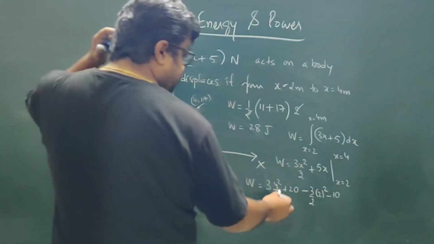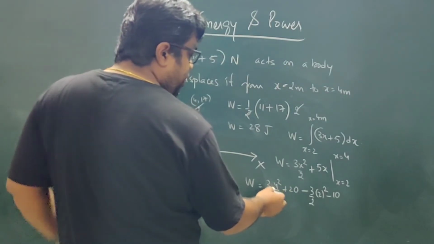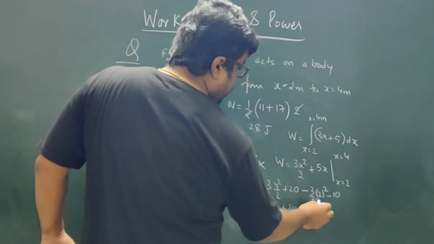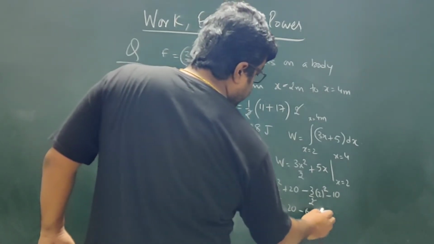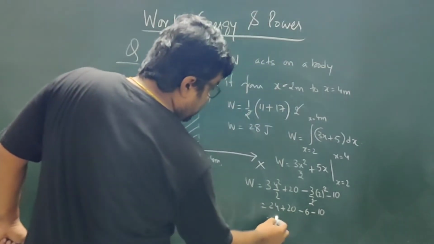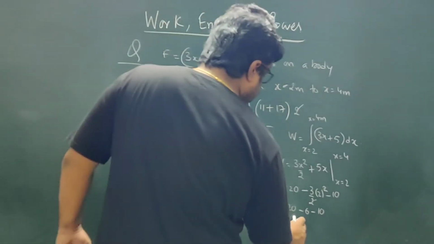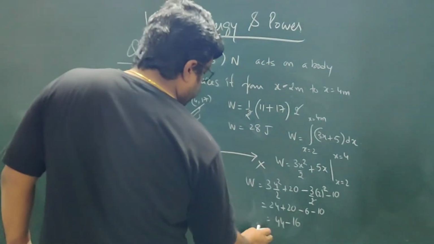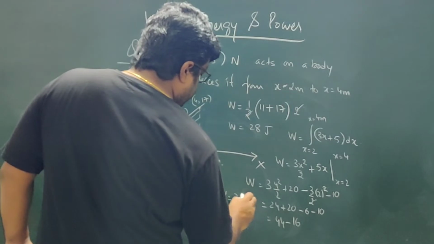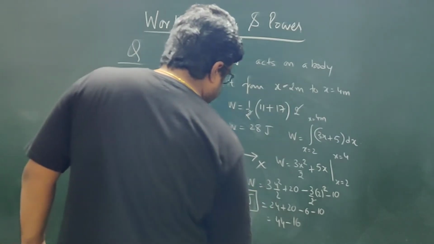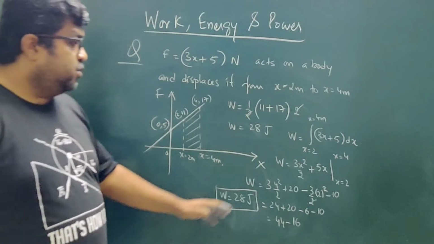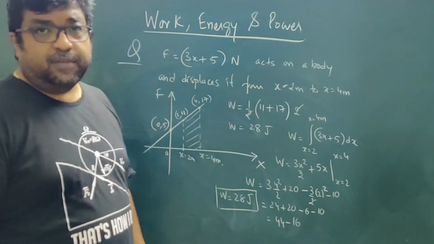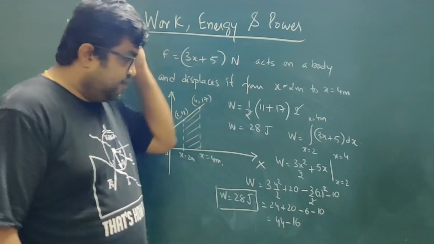So this is 16 threes are 48, divided by 2 is 24, 24 plus 20, minus 6 plus 10. So this is 44 minus 16. How much is 44 minus 16? 44 minus 16 is equal to 28 joule. Correct? So both ways you are getting the same result. I hope this concept is clear to you. Okay, so now let's proceed.